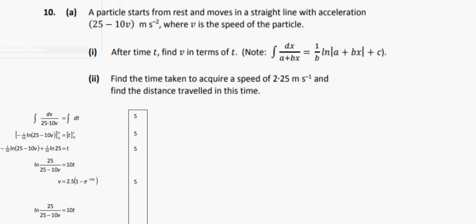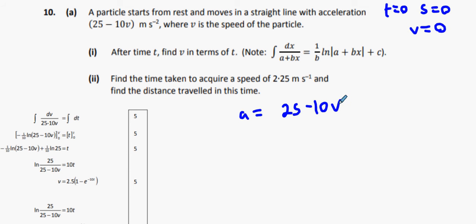A particle starts from rest. So when t is 0, s is 0, and your velocity is 0. And it moves with acceleration a equals 25 minus 10v. Find v in terms of t. Alright, there's our decision made right away, isn't it? It's the v dt.